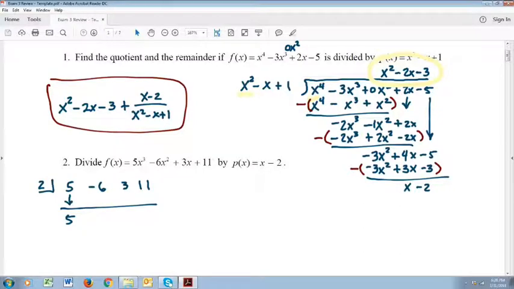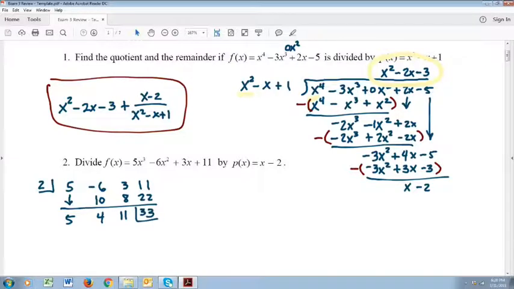So we'll multiply the 2 and the 5, we get 10. Add negative 6 and 10, you get 4. Multiply 2 times 4, you get 8. Add, you get 11. And multiply, you get 22. When we add, we get 33.